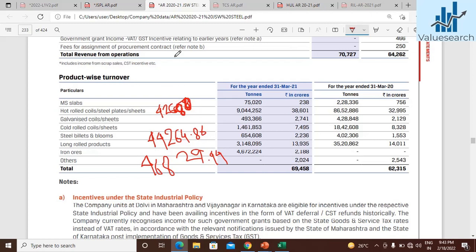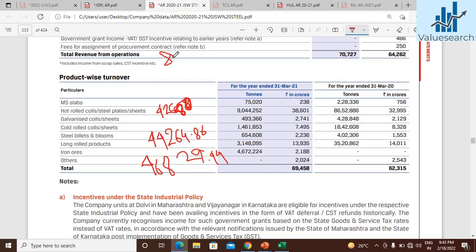You can see, as I earlier mentioned, 8393 crore rupees is your net profit. So you can easily calculate company's product wise net profit. If you just multiply 8393 with 1 crore, then multiply it by this and divide by this entire total, you will get the profit for MS slabs, hot rolled coils, galvanized coils. So product wise total net profit you will get.